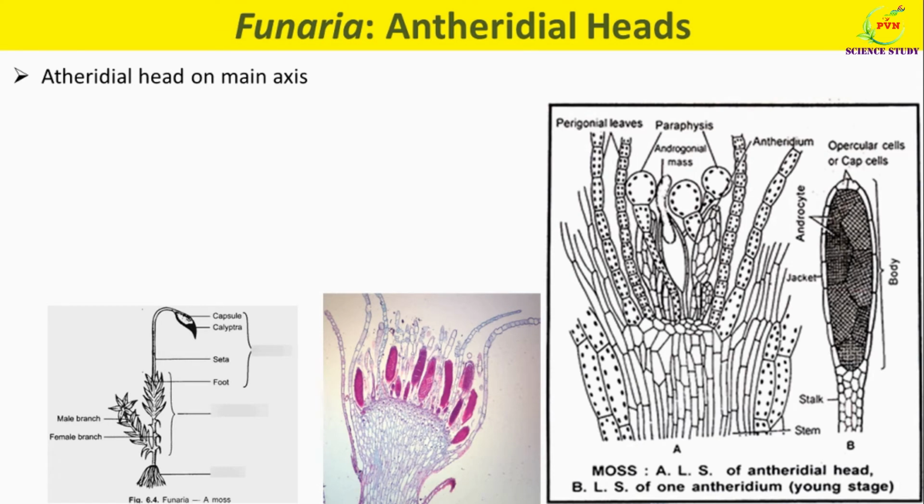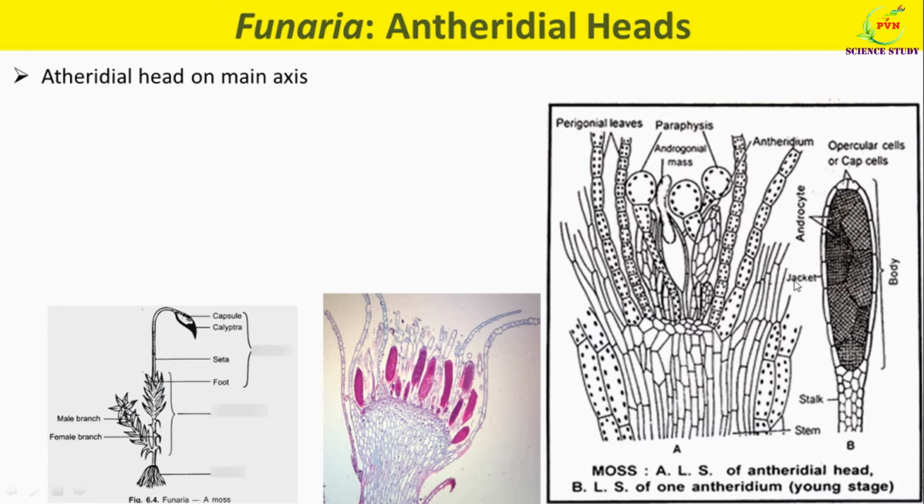Now we will see sexual reproduction in detail. First we will see antheridial heads. This is the diagram which shows a longitudinal section of antheridial head. This is the actual photograph of the section when observed under the microscope. So this is the male branch and this is the female branch. Male branch produces antheridial head and female branch produces archegonial head.